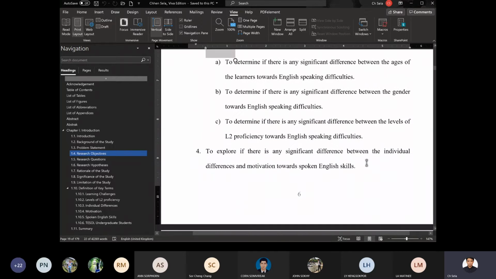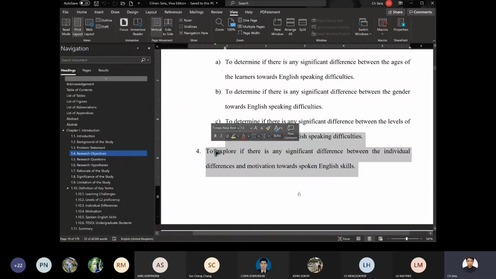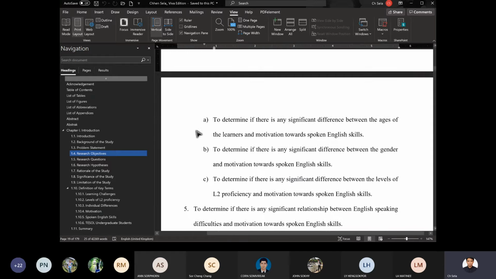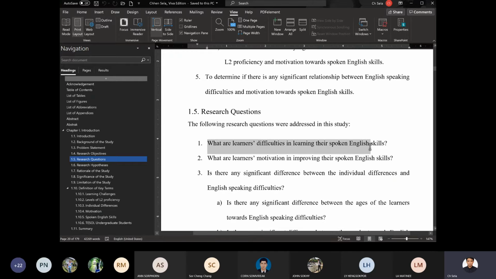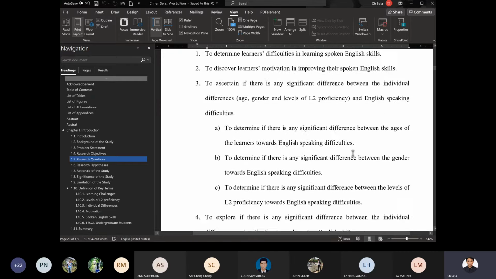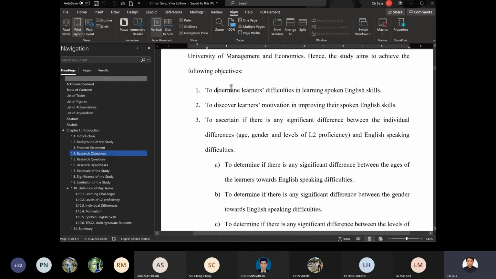After you create your research objective, it's easy to write the research question, because you only make the question out of your research objective. Let me give you an example for number one here: what are the learner difficulties in learning spoken English skill? If you look at my research objective, it is to determine learner difficulty in learning spoken English skill. So you can see that the research objective is very important.